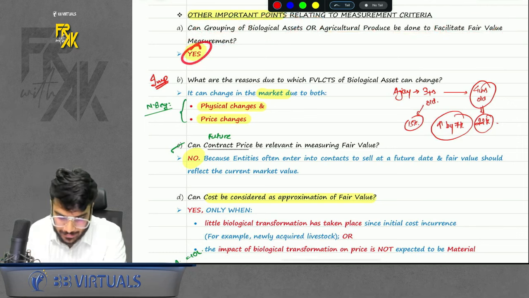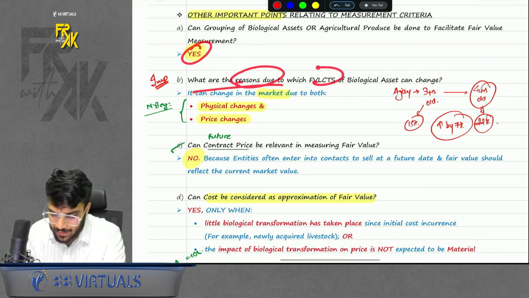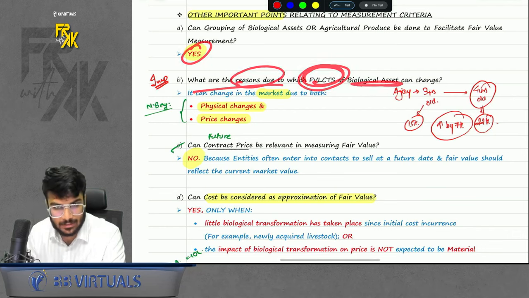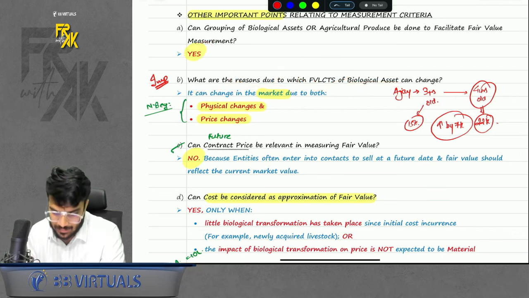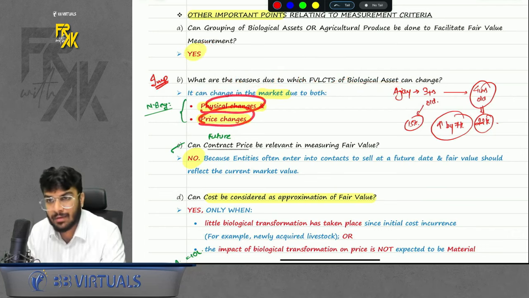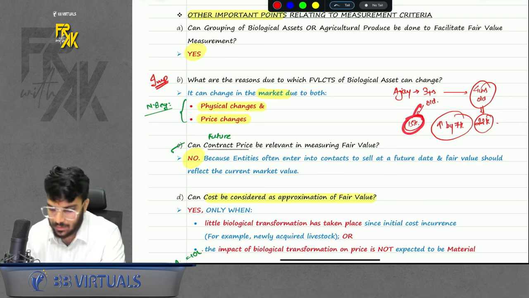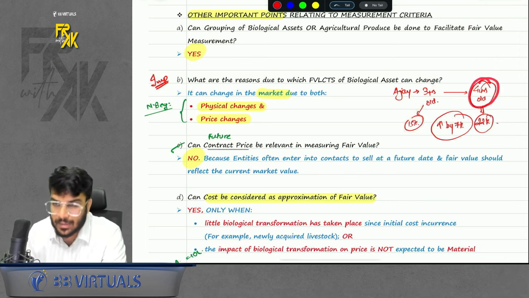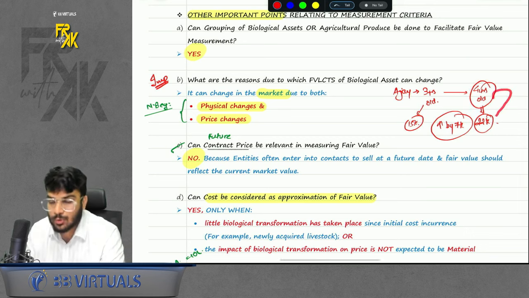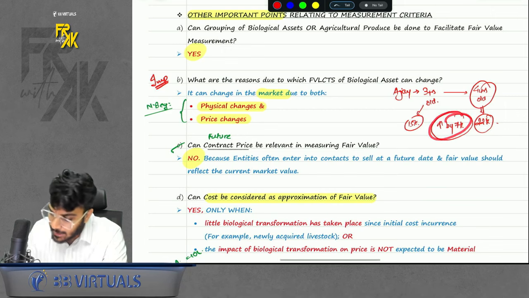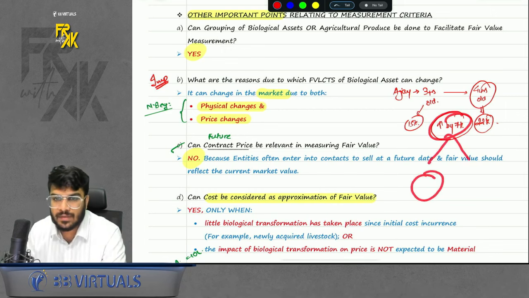Yes, you can. Second, what are the reasons due to which FVLCTS of a biological asset changes? It can change due to 2 reasons. One is physical change, one is price change. I'll give you an example also. Let's say Ajay was 3 years old. He had a value of 15,000. Next year, he will become 1 year older. His age will be 4 years now. His value is 22,000. So his value increased by how much? 7,000. Now the reasons for this increase can be 2: physical change and price change.